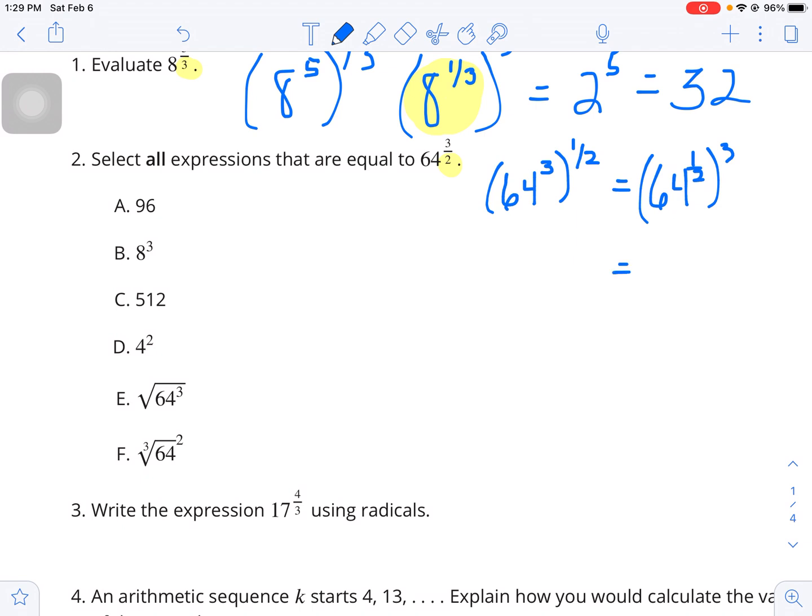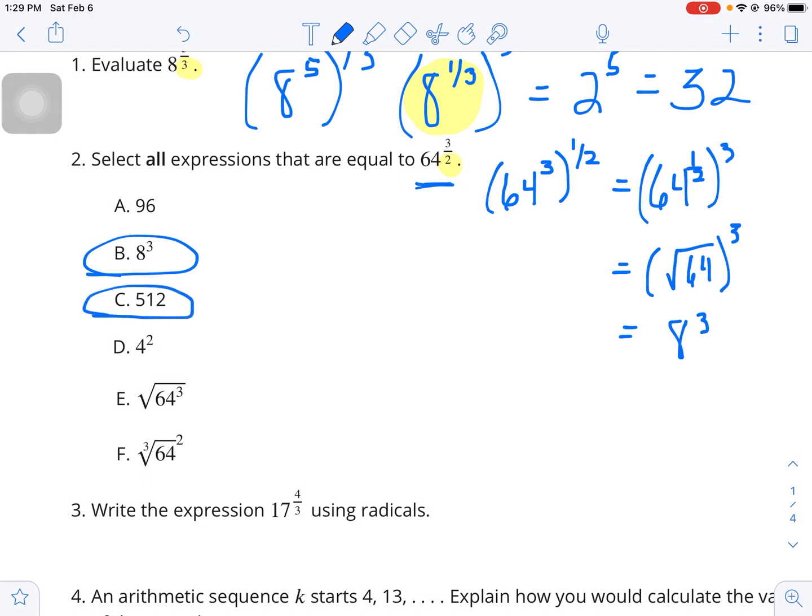And let's see, I could also write it as the square root of 64, because that's what 64 to the 1/2 is, cubed. And so I could write this as 8 cubed. So many different ways of expressing 64 to the 3/2. So I notice letter B here has 8 to the 3rd, so I'm going to circle that one. 8 to the 3rd happens to be 512. And then I notice E down here is also a way to express 64 to the 3/2. So I'm going to choose that one as well.